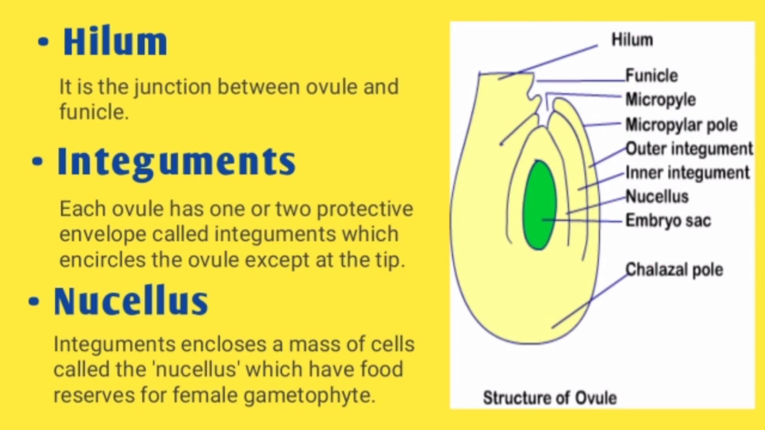Another part of an ovule is the nucellus. Integuments enclose a mass of cells called the nucellus, which have food reserves for the female gametophyte. So inside the inner integument layer we will have the nucellus, and this nucellus is a mass of cells, that means a group of cells, and they have food reserve for the female gametophyte, that means for the developing embryo sac. So they will give nutrition to the embryo sac.